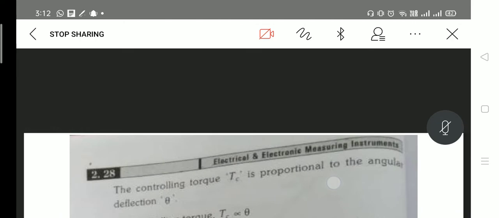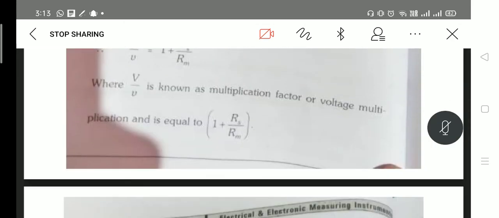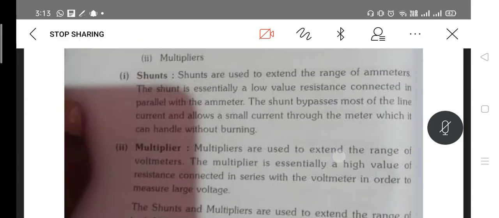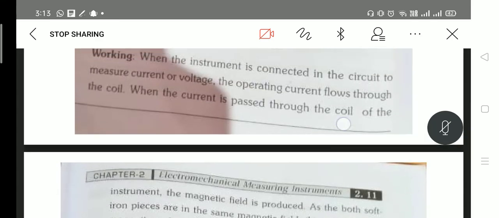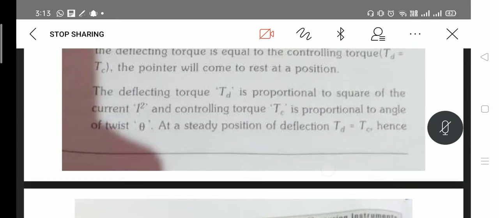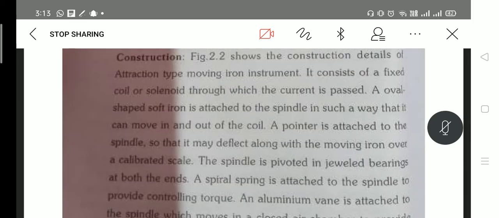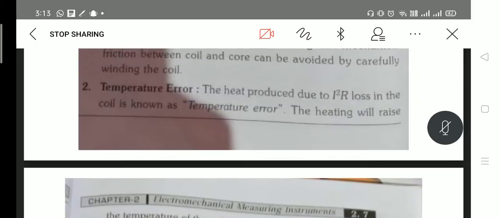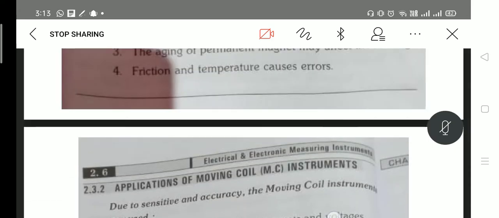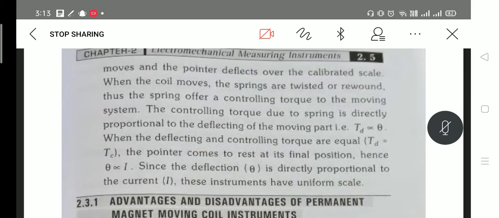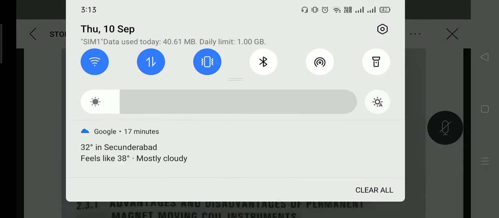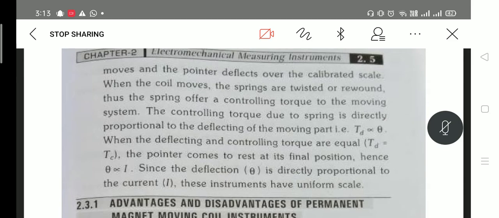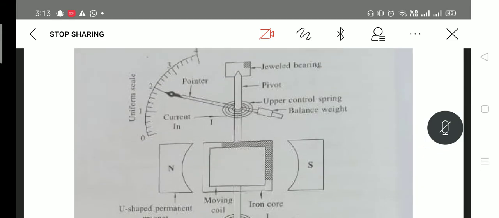Second unit. Any doubts, ask me. The second unit is completed, all the topics. So any doubts, ask me. Any doubts? Any doubts more?